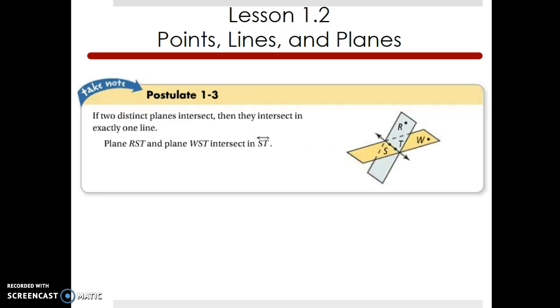If 2 distinct planes intersect, they intersect exactly at one line. So if you look at a room, you'll see a wall and a floor. Look at it, it's intersecting at one line. If you see a book, it hinges at one line.